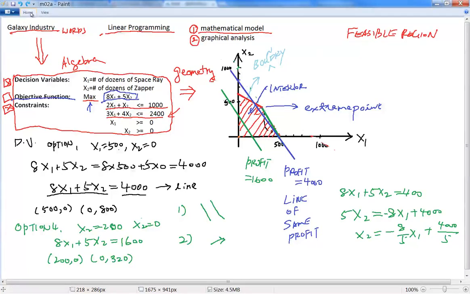So let me draw this line. Again, remember all the lines of same profit are parallel to each other. So that's the line. Let me extend it to the other direction. So this is the line of same profit that is associated with the maximum profit achievable. And this corner point, this extreme point, is the optimal solution that we are looking for.